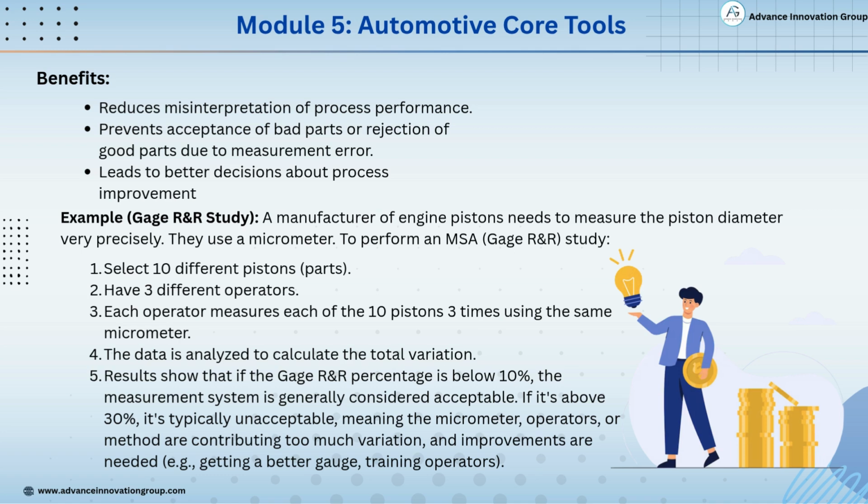If gauge R&R variation is less than 10%, the system is acceptable. If it's greater than 30%, the system is not acceptable and action must be taken: better gauge, operator training, etc. This example shows how MSA helps identify measurement errors and improve system reliability.